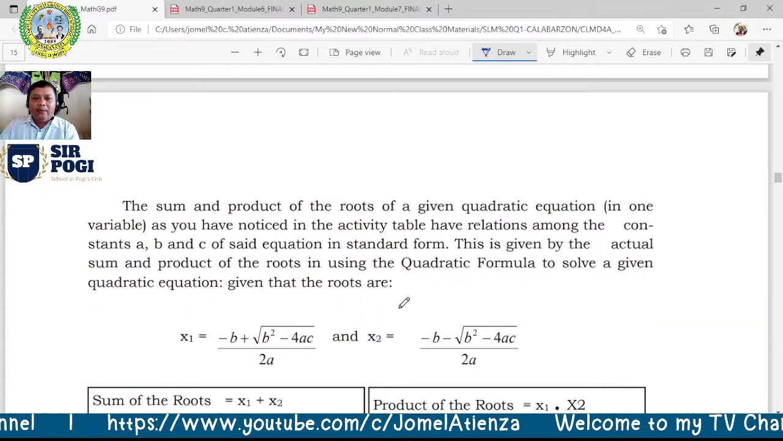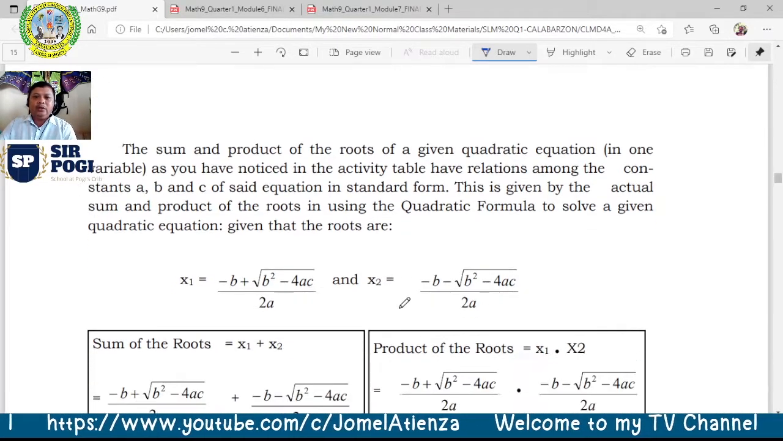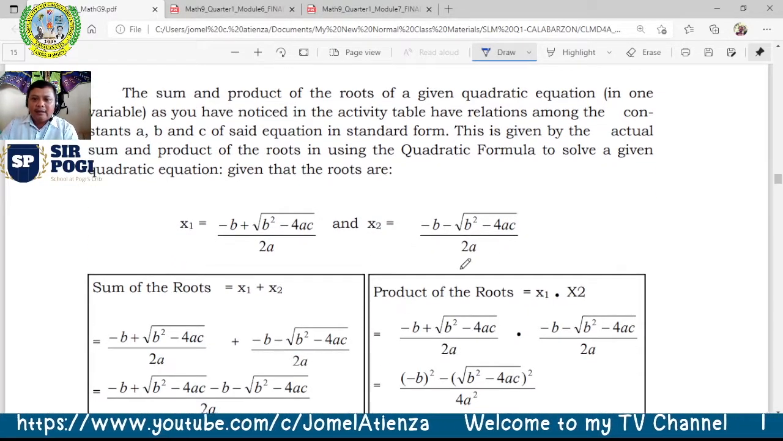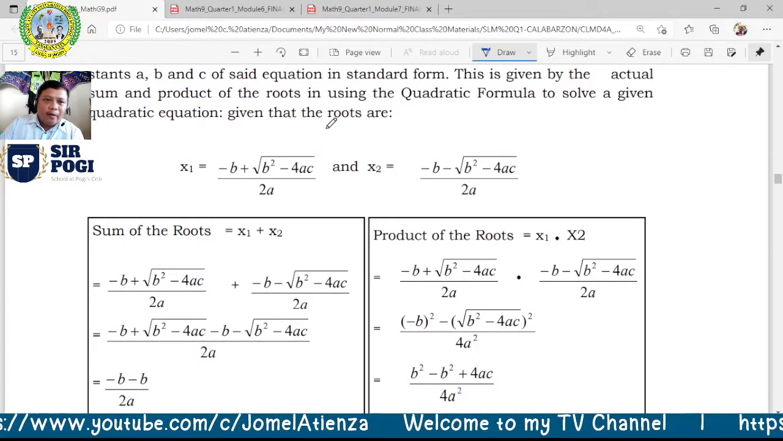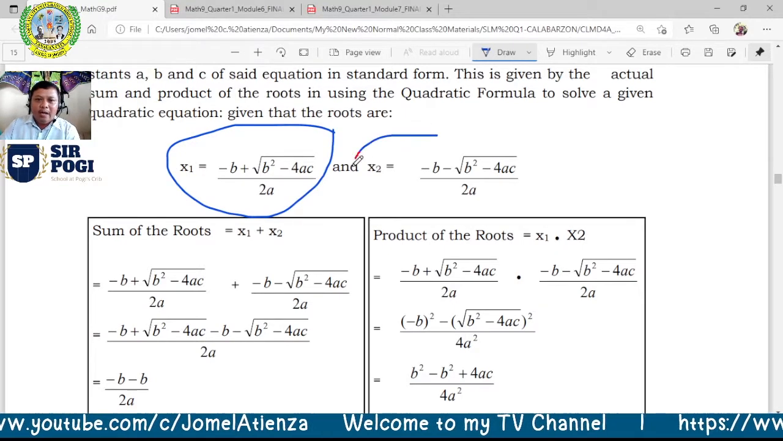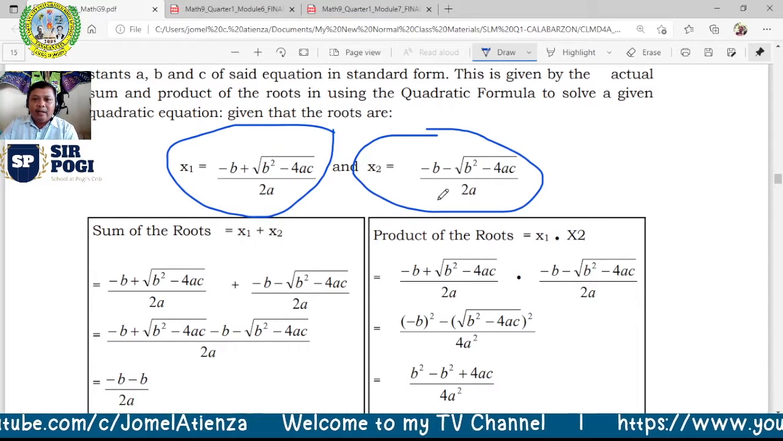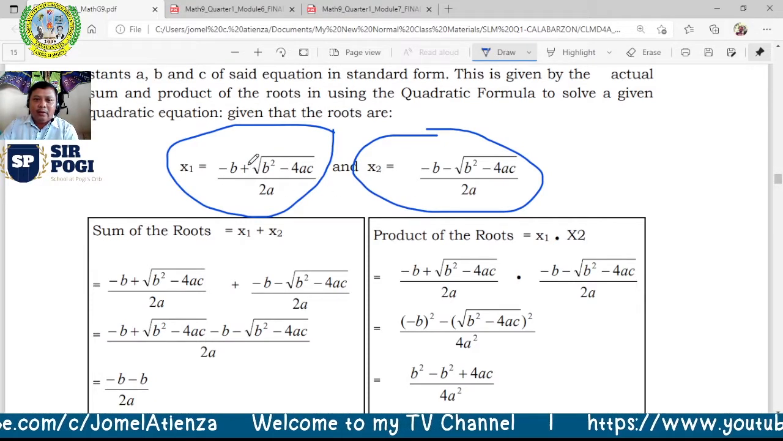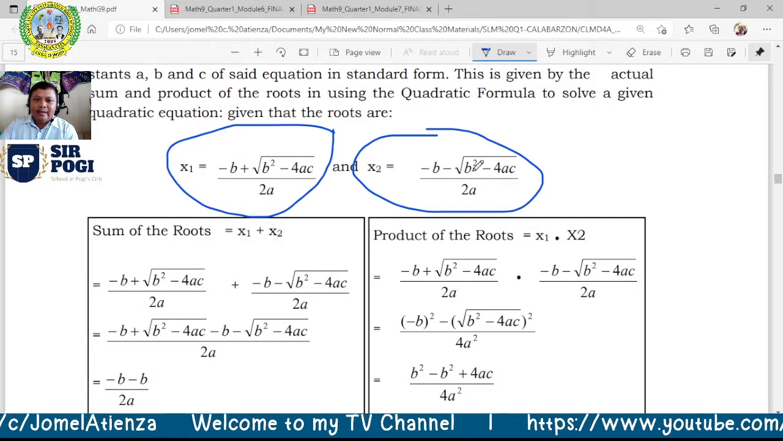How about if we are going to get the sum and the product of the roots? So ito po yung ating sample. Okay? So using the quadratic formula, kasi mas madali itong gamitin, this is the value of x sub 1 and then x sub 2. Kasi nga, di ba, in the quadratic formula, we have plus minus. So pinaghiwalay na po natin siya.